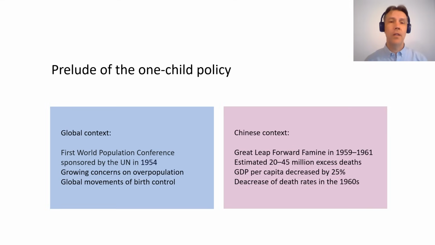It is also important to understand the Chinese context, where both global, long-term as well as short-term factors combined with each other. First of all, the Great Leap Forward famine in 1959 to 1961 had dramatic effects on the population and economic development of China. The estimated number of excess deaths ranged from 20 to 45 million, and GDP per capita decreased by about 25%. So these were the short-term effects that made the Chinese government think of how to feed the population.